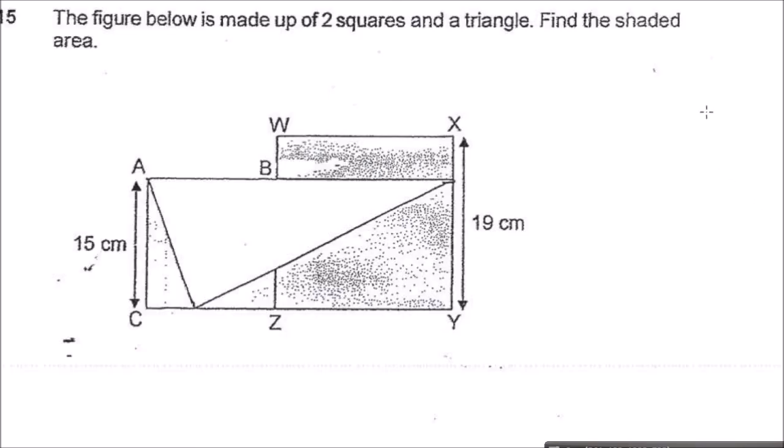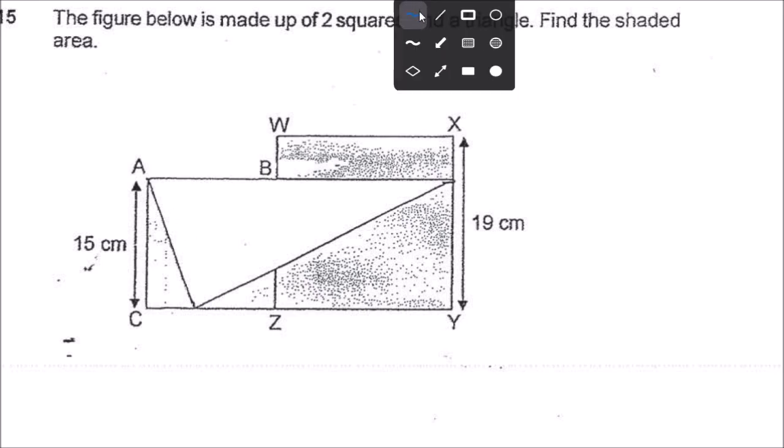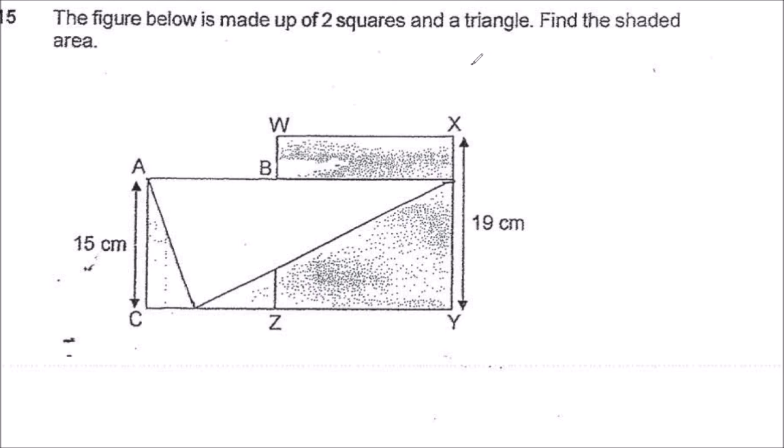Okay, the figure below is made up of 2 squares and a triangle. So find the shaded area. Okay, so guys, how do we find the shaded area? Can you see that this shaded area is just the total minus away the unshaded. Okay, so guys, can you see that the total is just the two squares? So maybe you can find the total area first.